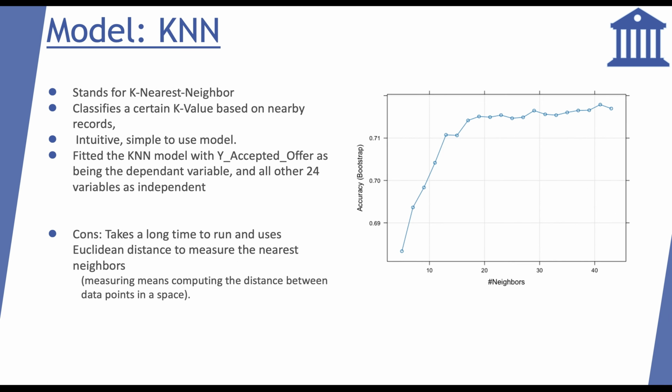Next is KNN. KNN means K nearest neighbor. As the name suggests, it identifies a certain K value based on the nearby records. It is very easy and simple to use, and we have used the Y accepted offer as the dependent variable and all other 24 variables as the independent variables. The con of this model is it takes longer to run because it computes the distance between the data points in a space, as can be seen in the chart.